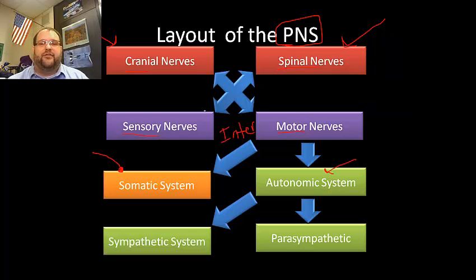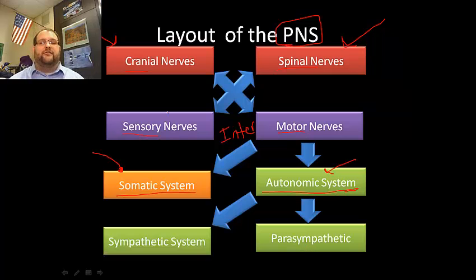This is the layout of how things go, and I'll run through it as a review. You either have cranial nerves or spinal nerves, and those can either be sensory or motor. They can control your senses or they can control your movement. The motor nerves are either in your control, somatic, like controlling your arm, or autonomic, out of your control. They control things like heart rate. And then the autonomic system can either be sympathetic or parasympathetic, your fight or flight response, or your resting response.